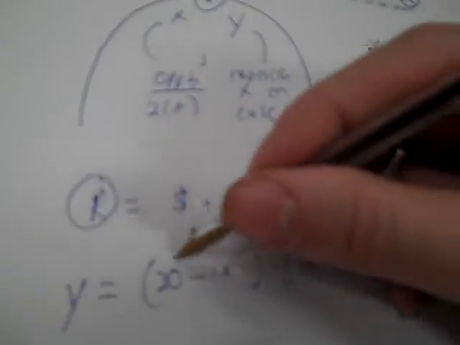So 20 times 150, 20 times 25x. Where did I already do this problem? You already did this problem. I don't know why I'm doing it again. Okay, anyway, on to the next one.